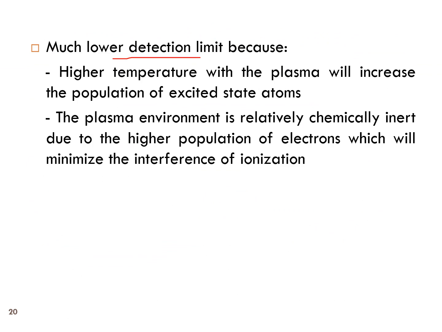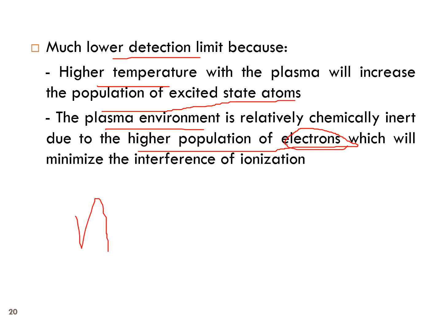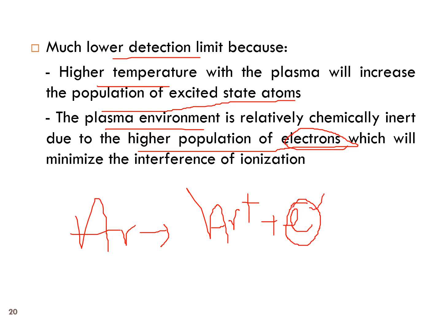Okay, so dia ada lower detection limit sebab dia ada high temperature yang akan increase the amount of the excited state atom. And then satu lagi, sebab dalam plasma environment tu ada higher population of electrons due to the ionization of argon gas. Okay, dia ionize argon gas dalam plasma tu tadi untuk membentuk plasma yang ada high temperature tu, argon gas akan di-ionize dan kan ada berbentuk juga elektron. So dalam plasma environment tu dah ada banyak elektron, so dia akan minimize formation of another cation lah. So dia akan minimize the interference of ionization.